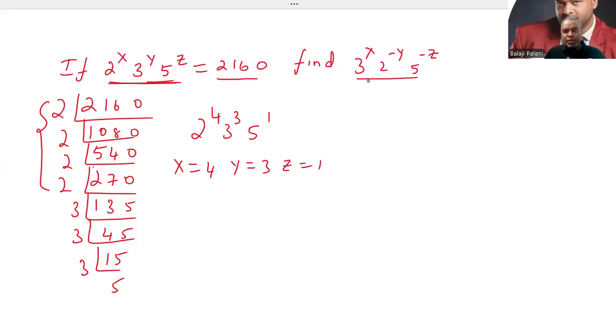Question என்ன? Compute the value of 3 power x, 2 power minus y and 5 power minus z. இப்போ நம்ம கிடைச்ச வேல்யூஸ் இங்க சப்ஸ்டிட்யூட் பண்ண போறோம். 3 power 4, 2 power minus 3, 5 power minus 1. Exponents tackle பண்ற போது இனிஷியலா என்ன பண்ணணும்னா, always get rid of the negative power. இல்லைனா ப்ராப்ளம் ரொம்ப காம்ப்ளிகேட் ஆகும். ஸோ இந்த நெகட்டிவ் பவர் நம்ம எலிமினேட் பண்ணிட்டோம்னா you can definitely solve the problem very easily.